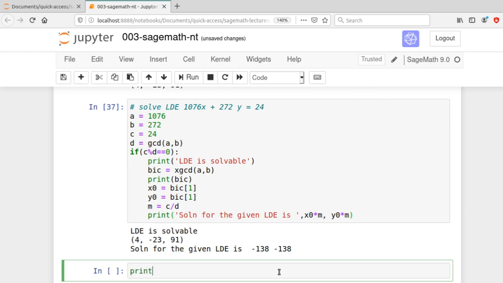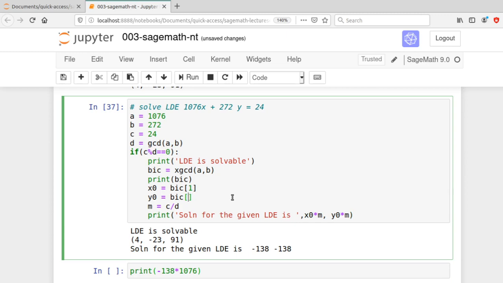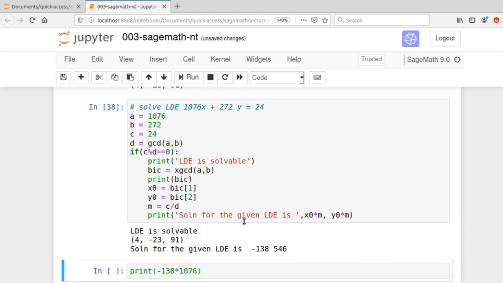Print minus 138. We need 170. Oh, there is a mistake. Y naught is also taken as pick 1. So the solution is minus 138, 546.